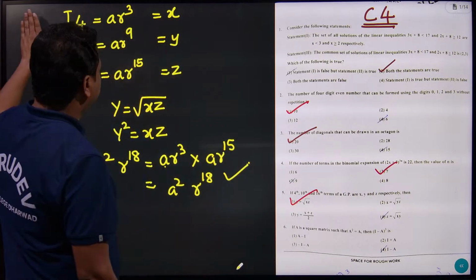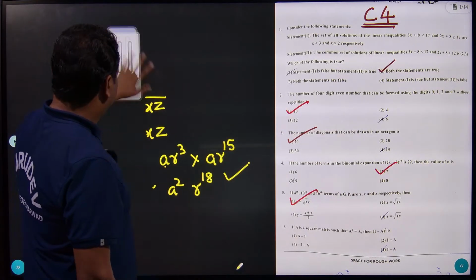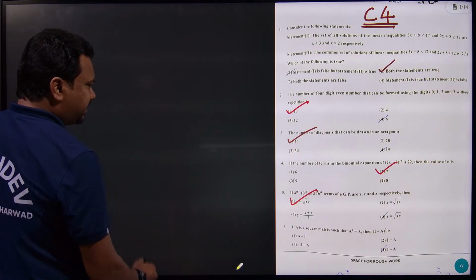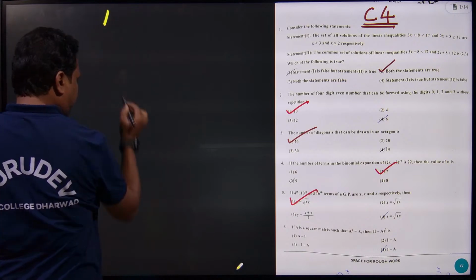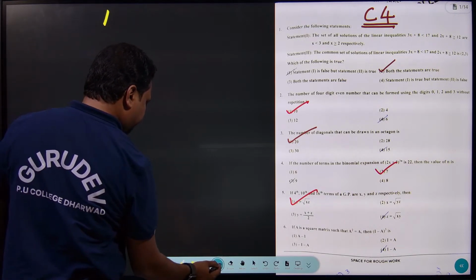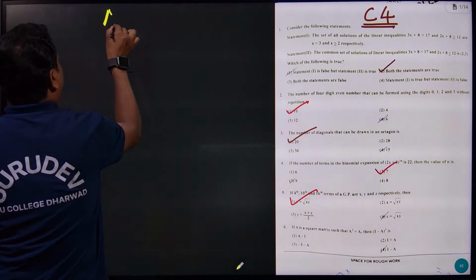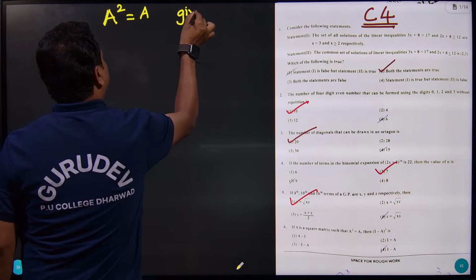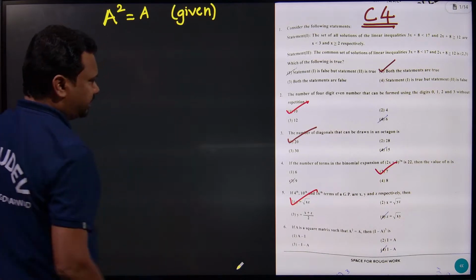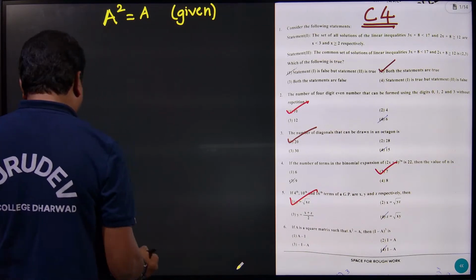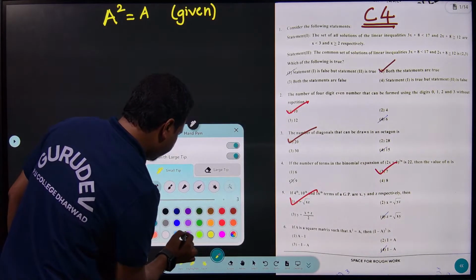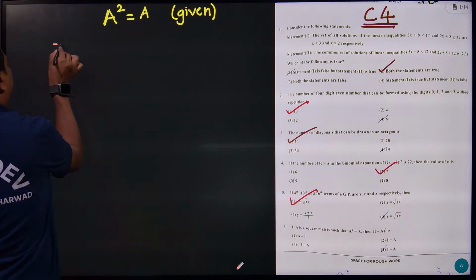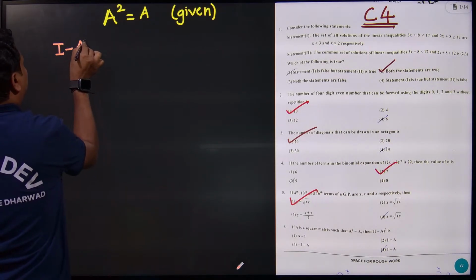Sixth question. What is the sixth question we have? If A is a square matrix such that A square is equal to A is given, then they have asked I minus A whole cube. So I minus A whole cube. Done? I minus A whole cube they have asked.